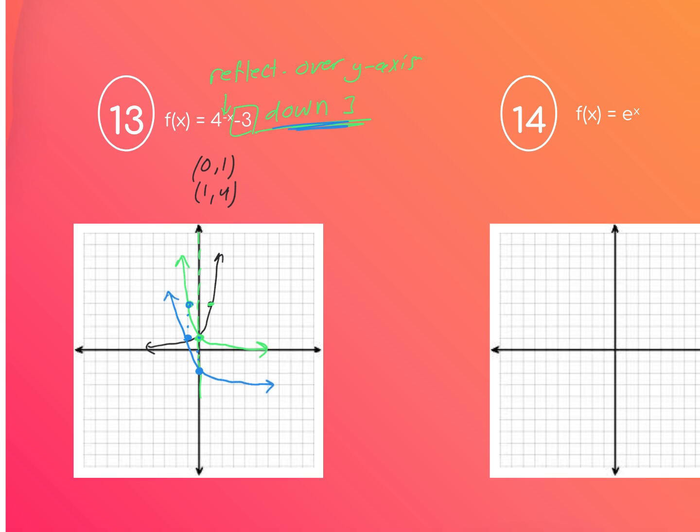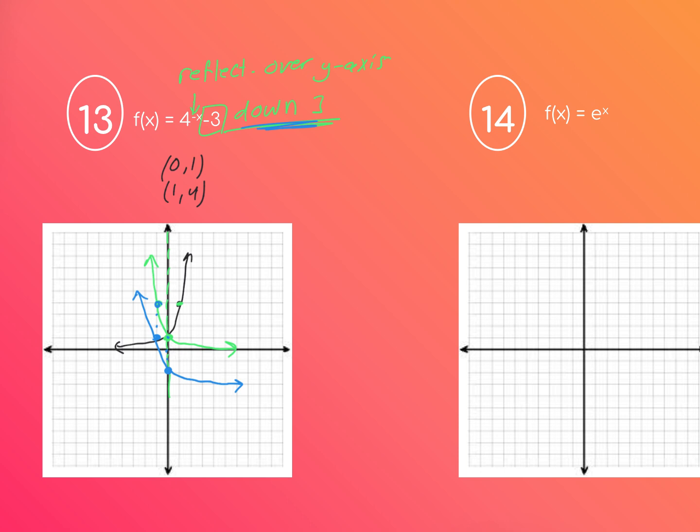All right, again, if that confuses you, make a table. I'll even make a table right here. We have x, f of x. So I'm going to take -1, 0, 1. We have 4 to the -(-1) minus 3. -(-1) is a +1, so we get 4 minus 3, which is 1. And then we did, in fact, get that point right there.